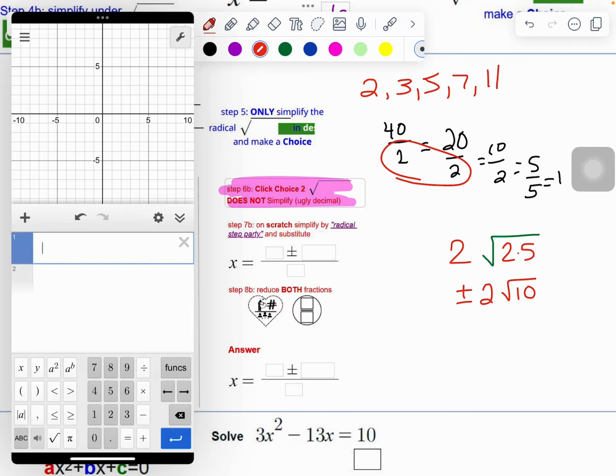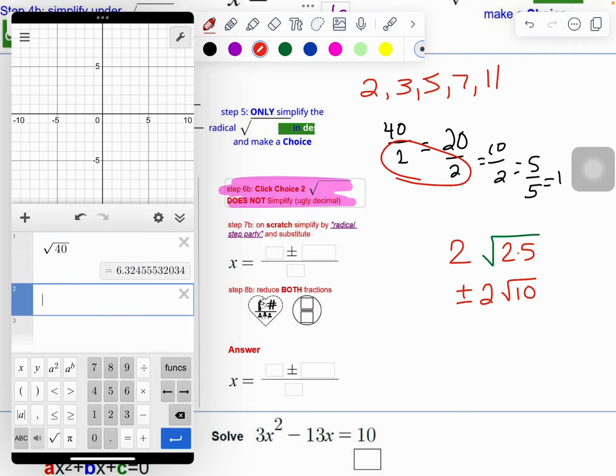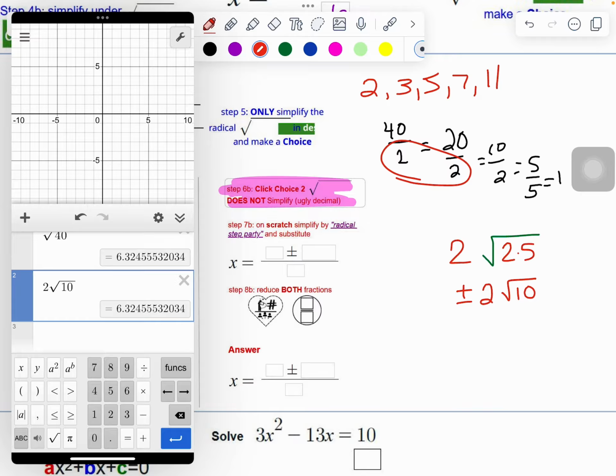Now we can always check our work on this. Square root of 40 and 2 square root of 10. We always want to make sure that they're the same decimal. So I'm looking right here, and they are the same exact decimal. So I know I did it correctly.